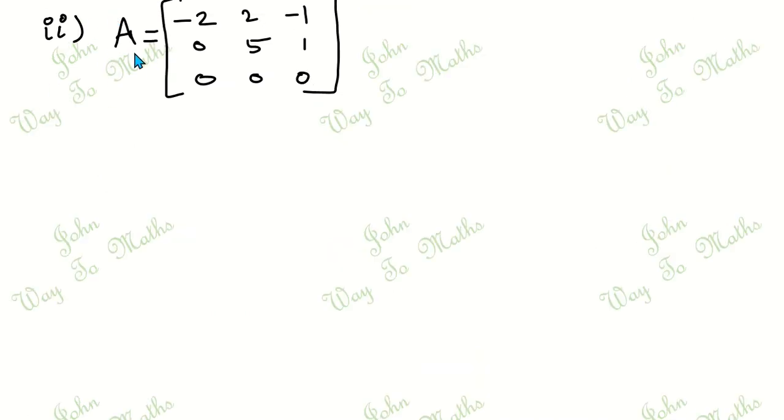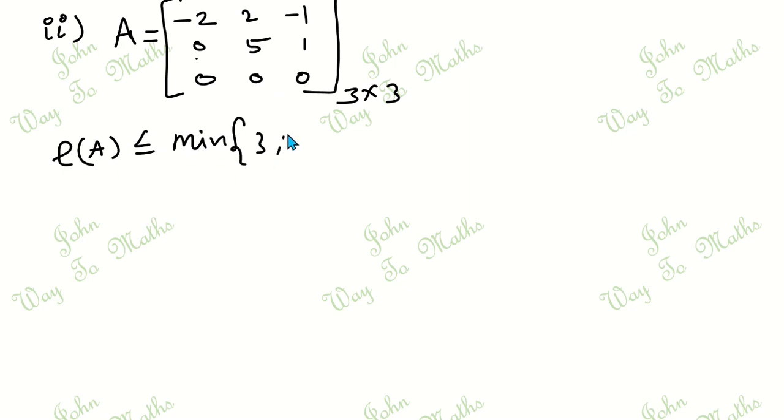Second subdivision: A matrix is equal to [-2 2 -1; 0 5 1; 0 0 0], a 3 by 3 matrix. So ρ(A) is less than or equal to the minimum of 3 comma 3, the rows and columns. The minimum of 3 comma 3 becomes 3. So the rank is less than or equal to 3. There are possibilities for the rank to be less than 3.